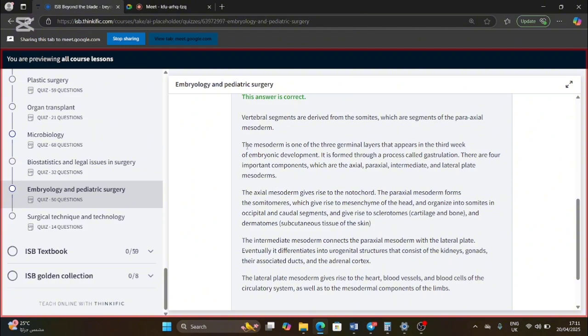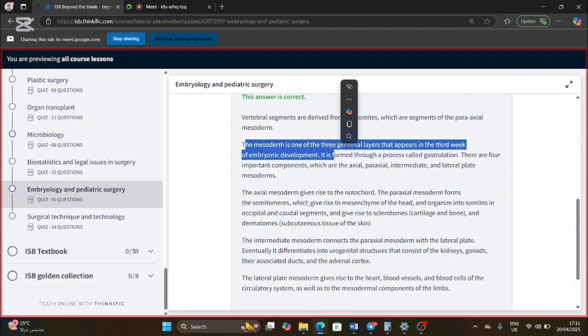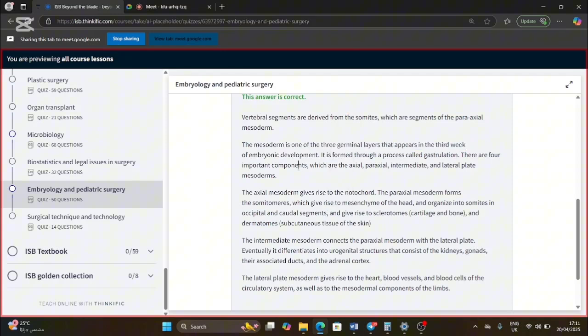The mesoderm is one of the 3 germinal layers that appears in the 3rd week. But they said there are 4 important components, and that's important. There are axial, paraaxial, intermediate, and lateral plate. You need to know the derivatives of each one, just to stay on the safe side. The axial mesoderm gives rise to the notochord. You know the notochord? It's famously asked about in the exam.